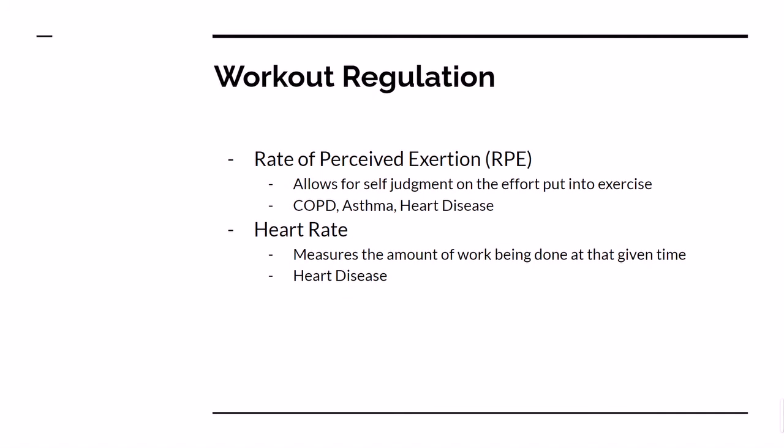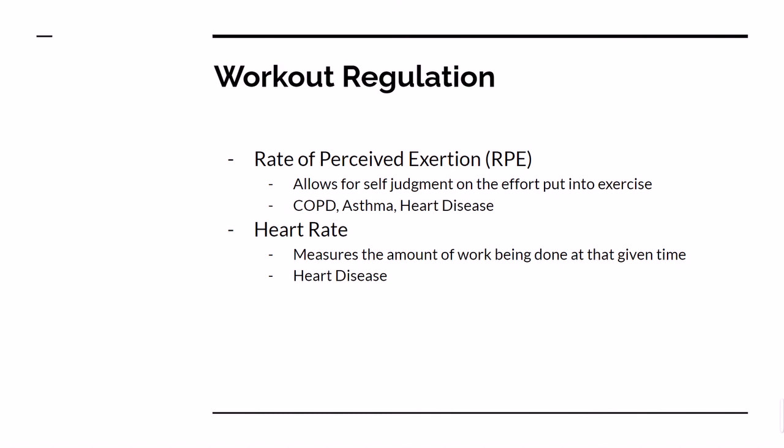So then lastly, we have workout regulation. This is what we'll typically use for like COPD, heart disease, and asthma patients, people that cannot stress their cardiovascular system nearly as much, and even people who are just starting out working out. You'll typically want to use this as well, so that way you can kind of judge how much you're actually doing. So with the rate of perceived exertion, or RPE, this allows for a self-judgment on the amount of effort you put into an exercise.